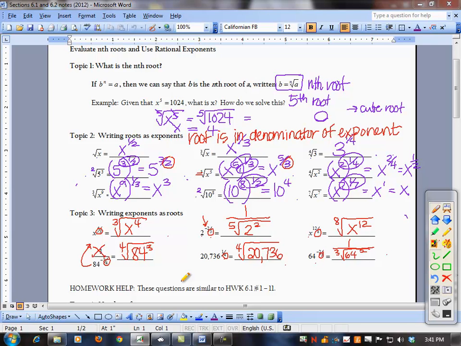If they want you to work backwards, they don't want you to simplify anything, they just purely want you to rewrite it. So far all we've done is taken a root to an exponent and an exponent to a root.